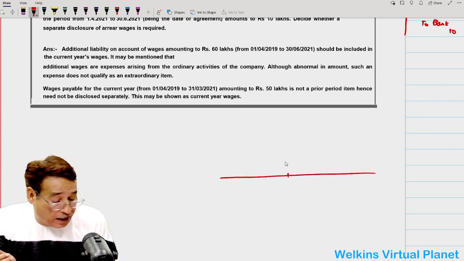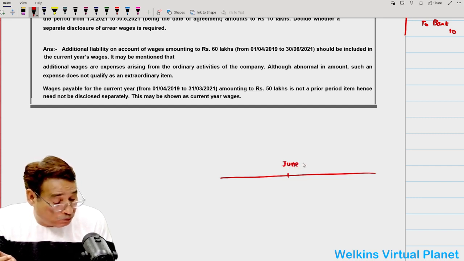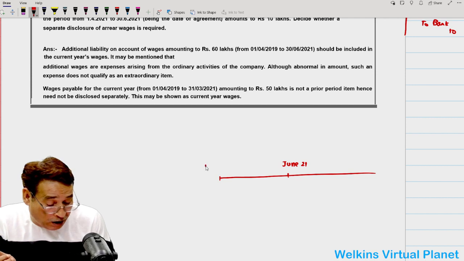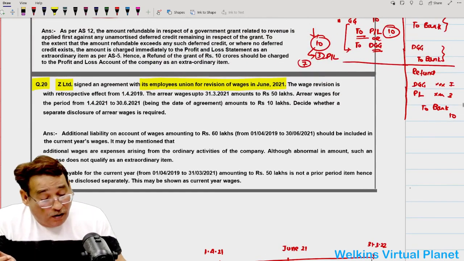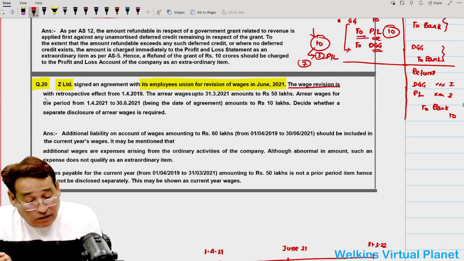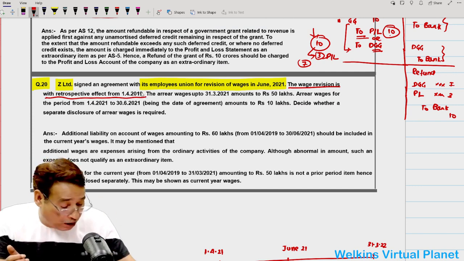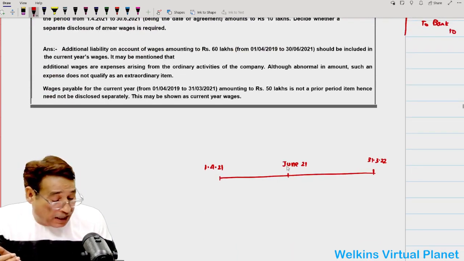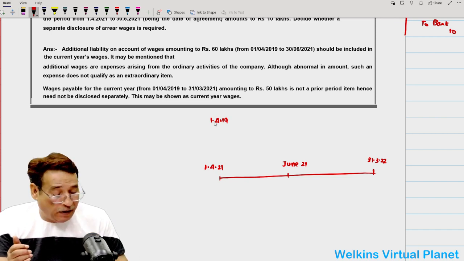Because the agreement is signed in the month of June 2021, the current accounting year must have started on 1/4/2021 and must have ended on 31/3/2022. It is quite clear. The wage revision is with retrospective effect from 1/4/2019. So we signed an agreement that we will increase your wages from 1/4/2019 itself.